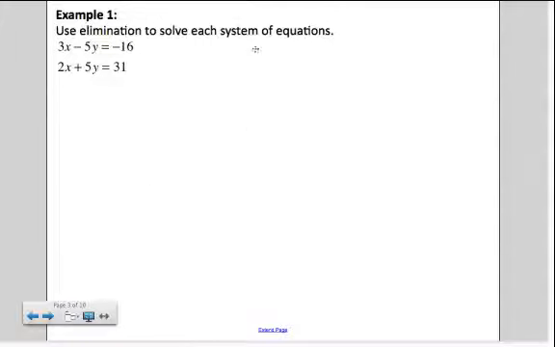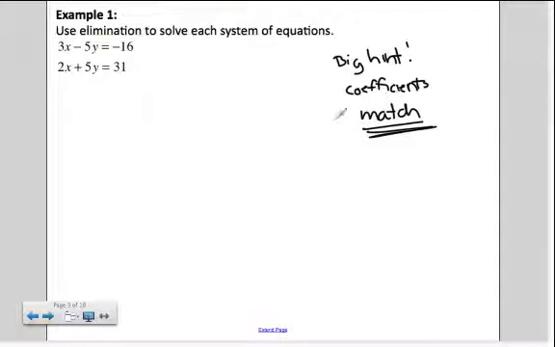All right, so here's an example. Use elimination to solve the system of equations. All right, so here is a big hint. Okay, you want the coefficients of one variable to match. Okay, you're looking for the ones that match. Now they have to be the opposite of each other, the opposite signs, but you want them to match. Notice we have 5y and 5y. This one's negative and this one's positive. If I add a negative 5 to a positive 5, what do I get? If you said 0y, you are correct.